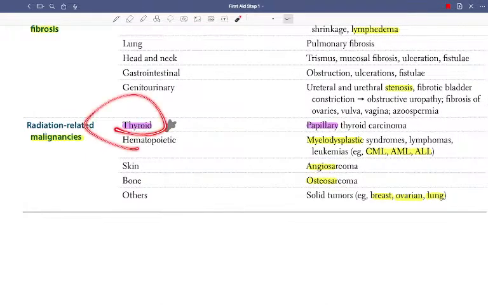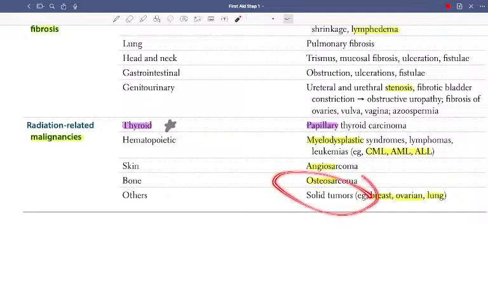Thyroid, papillary. Okay, papillary thyroid carcinoma, Orphan Annie nucleus. Remember, Orphan Annie nucleus was in papillary thyroid carcinoma. And psammoma bodies. Everything papillary has psammoma bodies. Okay. Next is hemopoietic. This thing is myelodysplastic syndrome, lymphomas, and leukemia: CML, ALL, AML, and skin angiosarcoma. Bone is osteosarcoma. That's why this is radio resistant and chemo resistant.